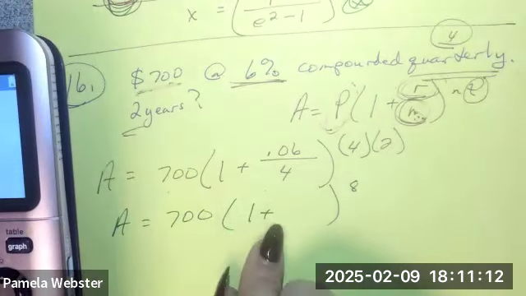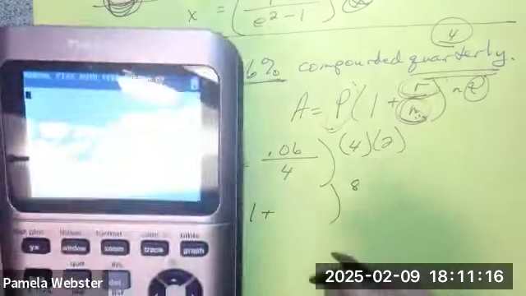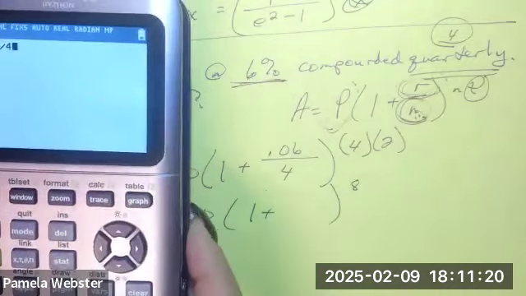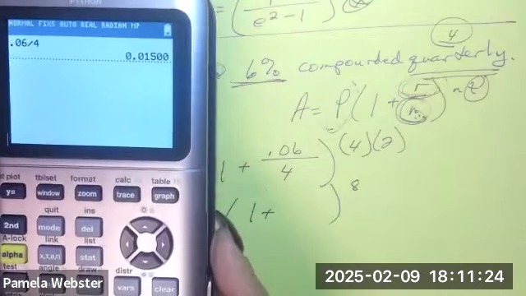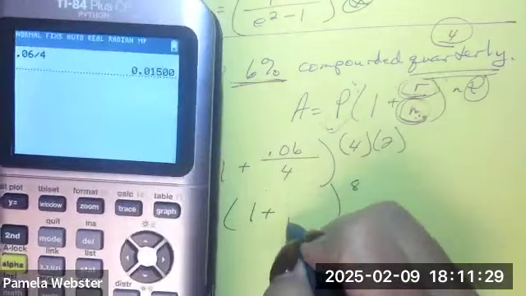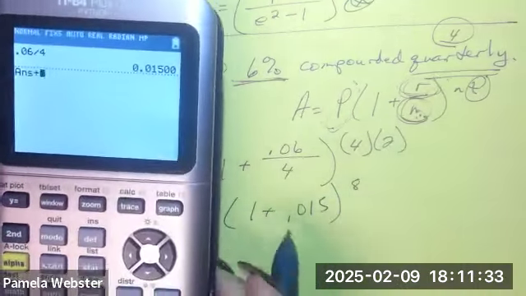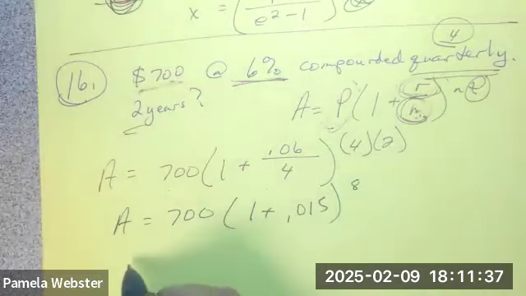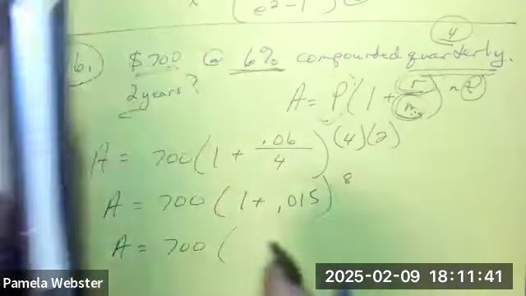So this is 700, 1 plus some number, and then 4 times 2 up here. The exponent's going to be an 8. I just need to figure out what's 0.06 divided by 4. This is a situation where we're going to deal with decimals. Okay. We're going to do the approximation. So this is a 0.015 plus a 1. Raise it to the 8th power. Okay. So this is A equals 700, and I have a number for this stuff.